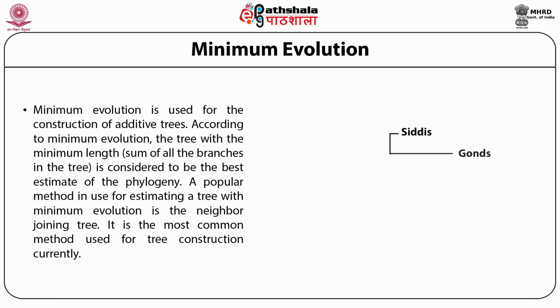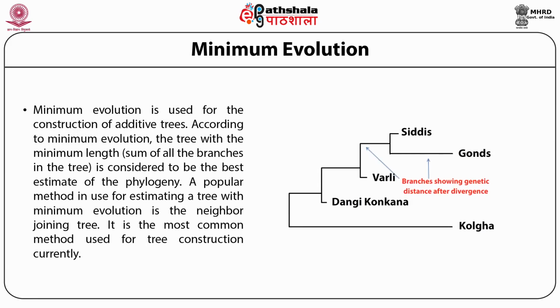Minimum evolution is used for the construction of additive trees. According to minimum evolution, the tree with the minimum length, that is the sum of all branches in the tree, is considered to be the best estimate of the phylogeny. A popular method in use for estimating a tree with minimum evolution is the neighbor joining tree. It is the most common method used for tree construction currently.